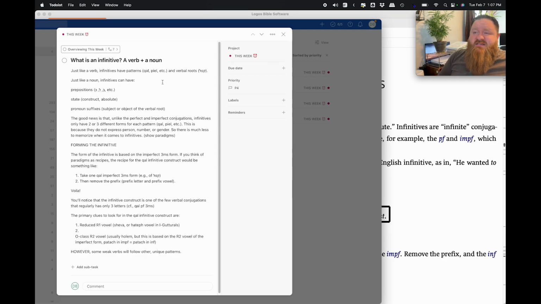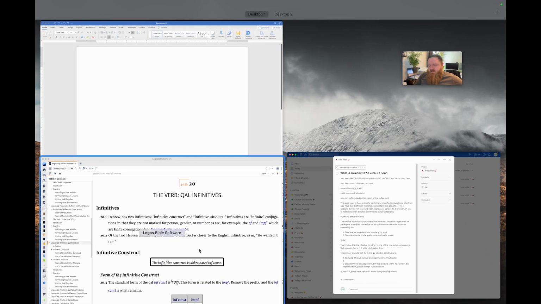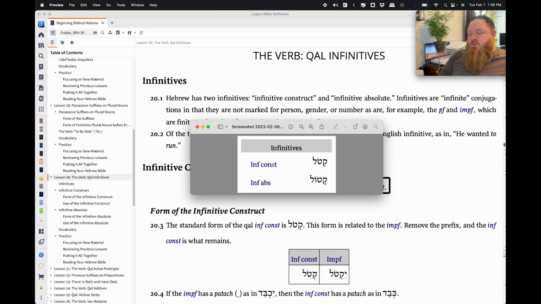Most students probably just think of infinitives in Hebrew as verbs. They are a type of verb. They function like a noun functions in a lot of ways, but you can think of them just as verbs because they're so connected to what verbs are. But just like a noun, infinitives can have prepositions attached to them. They have state, so the infinitives can be in the construct, they can be absolute. And we'll talk a little bit about the differences between these.